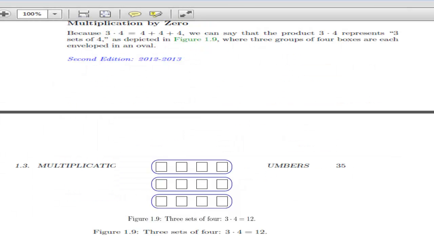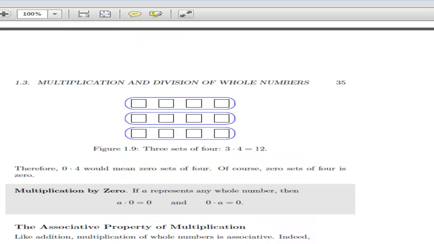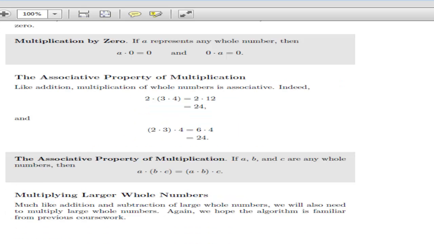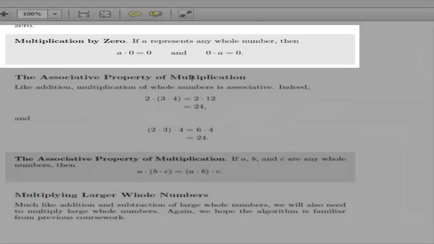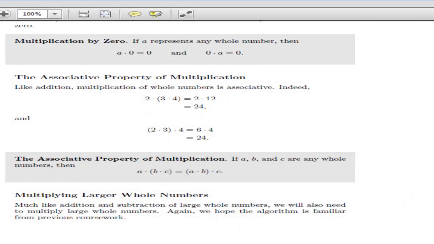Multiplication by 0. Because 3 times 4 equals 4 plus 4 plus 4, we can say that the product 3 times 4 represents 3 sets of 4, as depicted in Figure 1.9, where 3 groups of 4 boxes are each enveloped in an oval. Therefore, 0 times 4 would mean 0 sets of 4. Of course, 0 sets of 4 is 0. Multiplication by 0. If a represents any whole number, then a times 0 equals 0, and 0 times a equals 0.